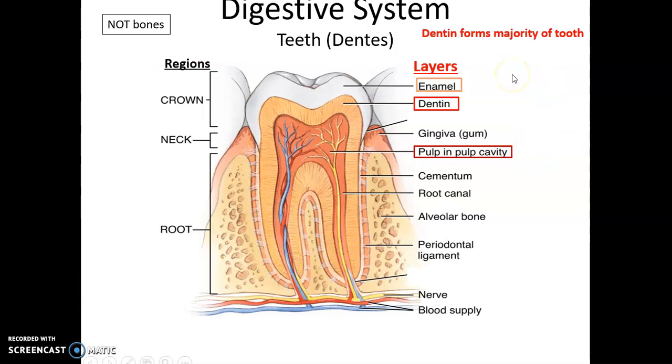You can also look at the tooth in terms of its layers. The most superficial layer of the crown is the enamel. Enamel is the hardest substance our body can produce. Deep to the enamel is the dentin. The dentin actually forms the bulk of the tooth, giving it its shape and structure. And then finally, the pulp. Within the pulp cavity, the pulp is the living portion where we find blood vessels, lymphatic vessels, nerves, etc.